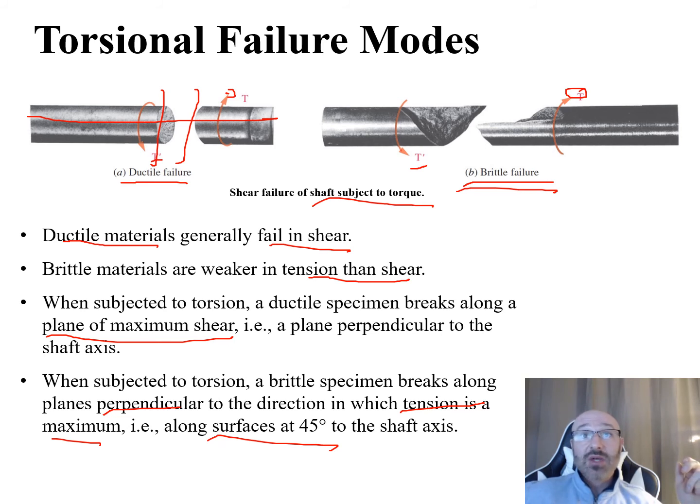So if we look at this, if that's the shaft axis going right down the center of it, and I draw a straight line, this right here is roughly at an angle of about 45 degrees, right? We would expect that for a brittle specimen. So this is more of a practical application to get a visual of the difference between the material types when you're talking about torsional failure modes.